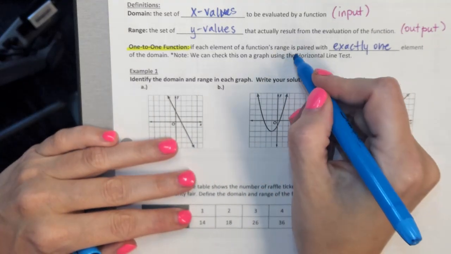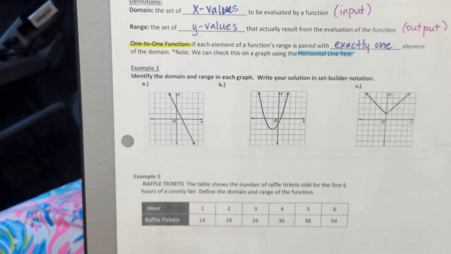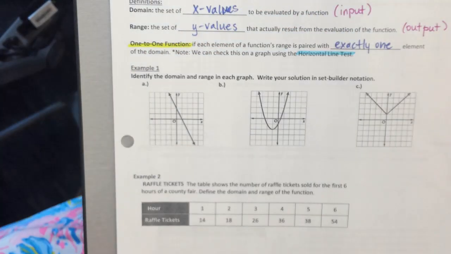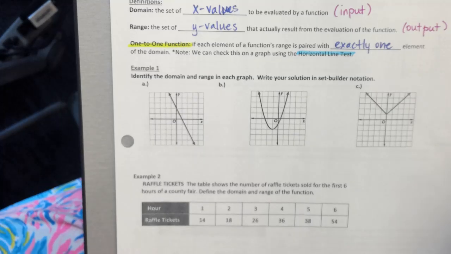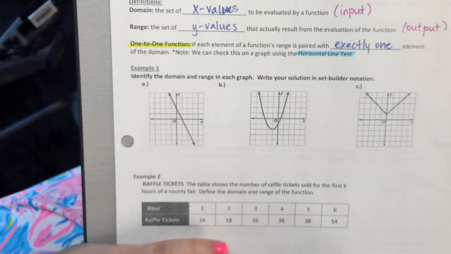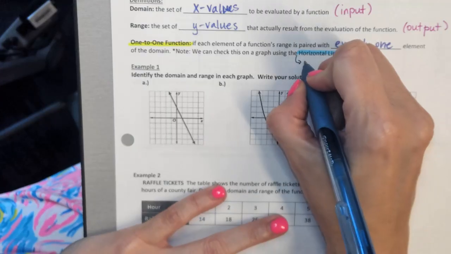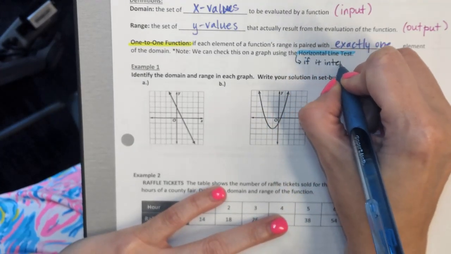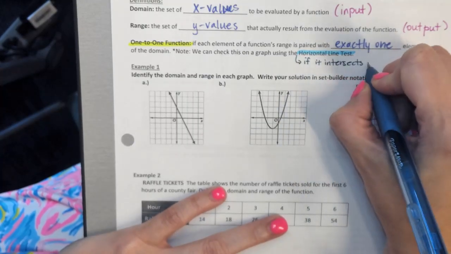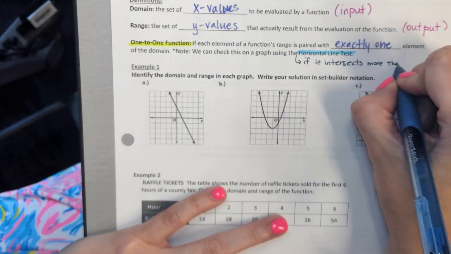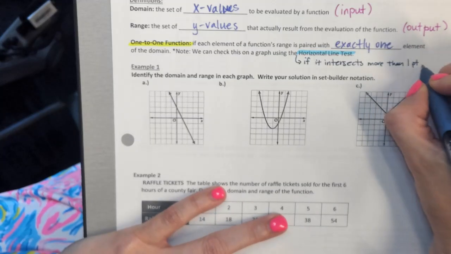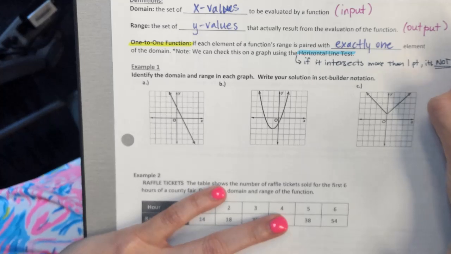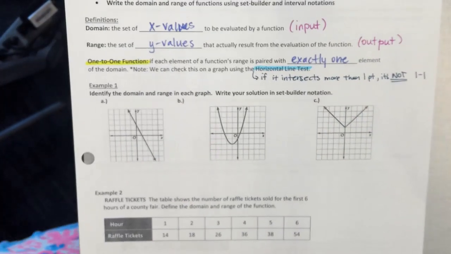Okay, so some of you are nodding yes, but some of you are looking a little confused. When you're doing the horizontal line test, if you can draw a line and it intersects more than one point, it is not one-to-one. Okay, so the horizontal line test is if it intersects more than one point, it's not one-to-one. And we're just going to shorthand one-to-one like that.